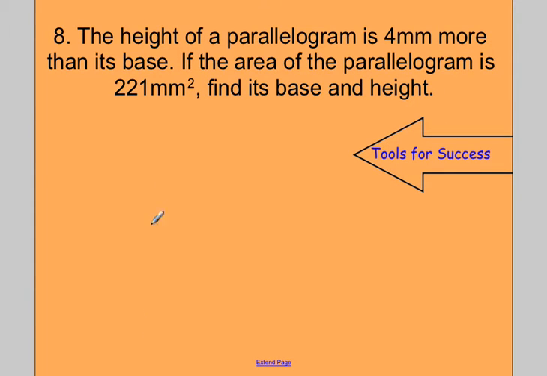Okay, so number 8. The height of a parallelogram is 4 millimeters more than its base. So when I read that, I'm just going to read it out. The height is, in math, means equal. So h is equal to 4 millimeters more than its base. We use b for base, and to be 4 more, it's addition. So it's b plus 4.